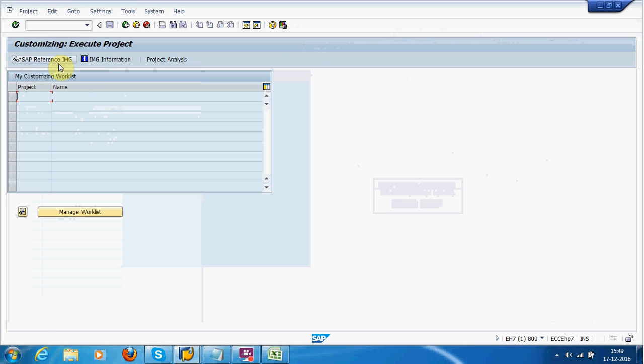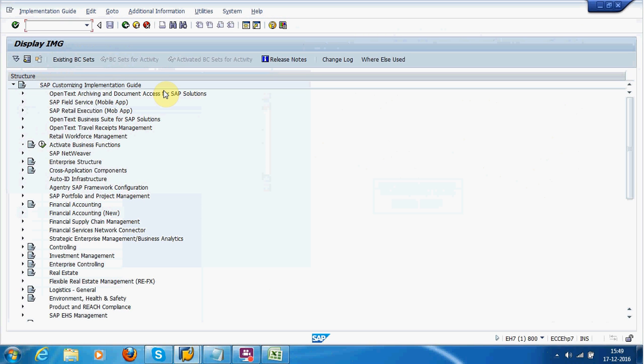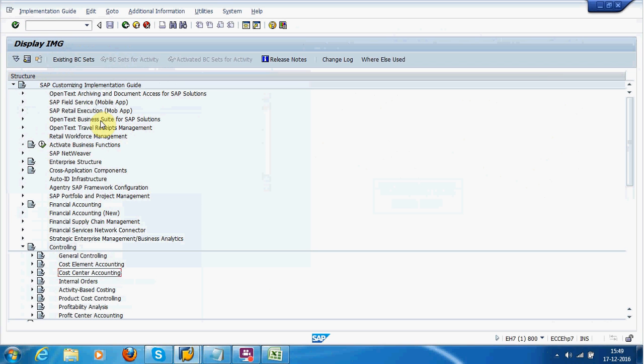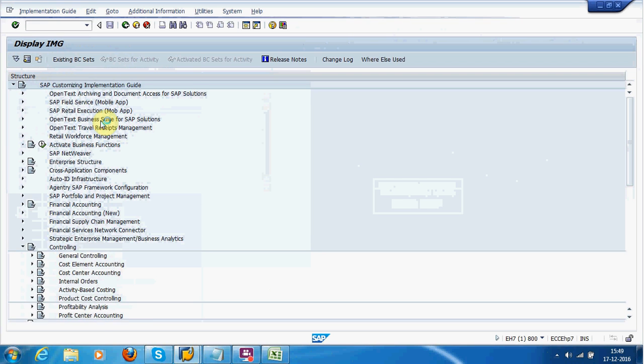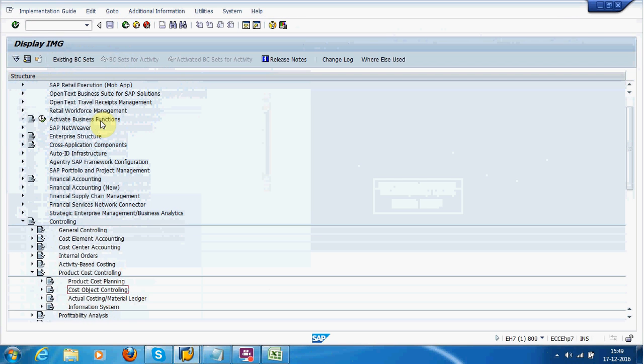Go to the SPRO screen, go to controlling, and here see product cost controlling. In product cost controlling, as I said, there are three major things: product cost planning, cost object control, and actual costing or material ledger. Let's discuss product cost planning. First I will discuss product cost with standard cost estimate with quantity structure.